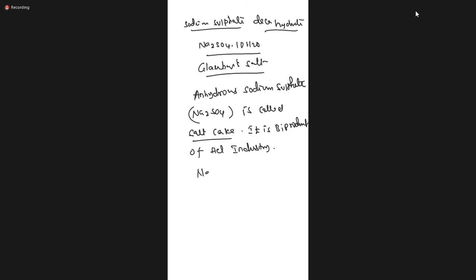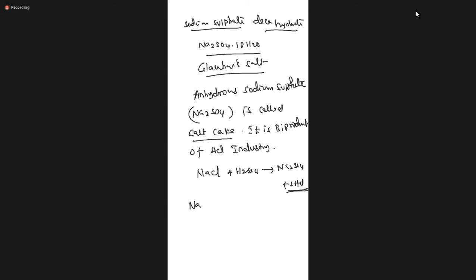So how to prepare Na2SO4? NaCl reacts with H2SO4 to give Na2SO4 plus 2HCl. So this is the byproduct. So this is the preparation of sodium sulfate. Sodium sulfate decahydrate is called Glauber salt. Please know this point.